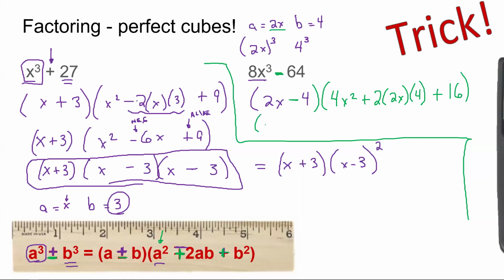And if I can clean that up any way I would want to, that would be a 4x squared. 2 times 2 would be 4, times 4 would be 16x plus 16. Okay. Now, I forgot to do something there, didn't I?